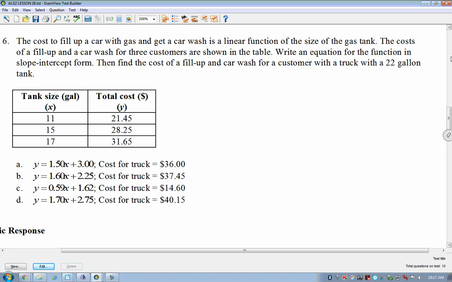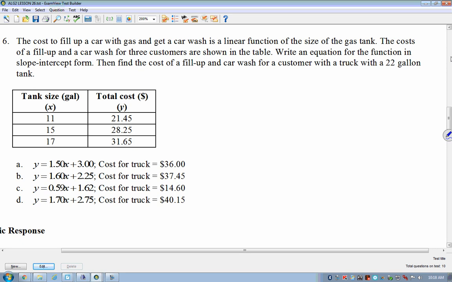All right, so we have XY coordinate pairs in here. Do we see that? We've got an X value of 11, a Y value of 21.45, 15, 28.25, 17, 31.65. Does anybody know what our first step ought to be given those 3 sets of coordinate pairs? Angeli? Find the slope, okay? Do I need all three of them to find the slope? I just need how many? Two. Does it matter which two? No, because all three of these coordinates are on the line. Which two coordinates do you want to use?